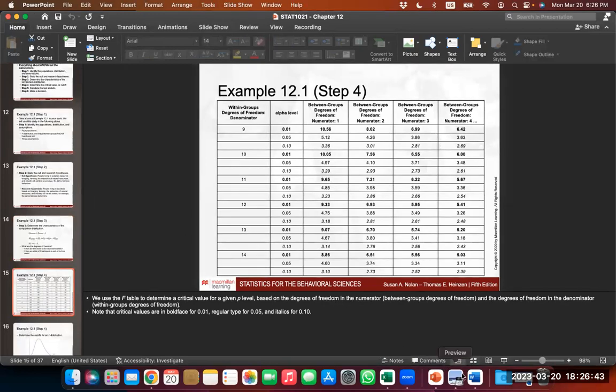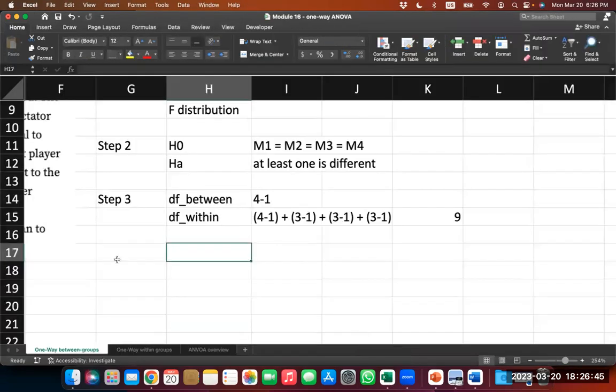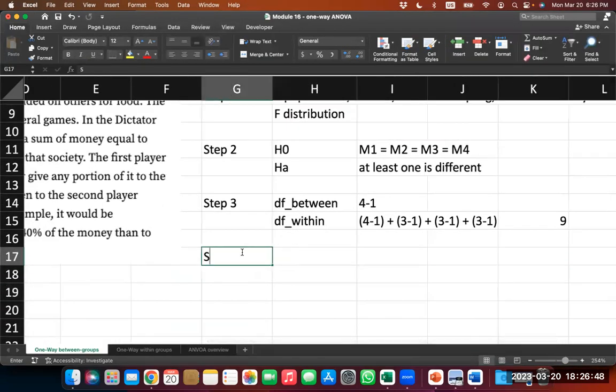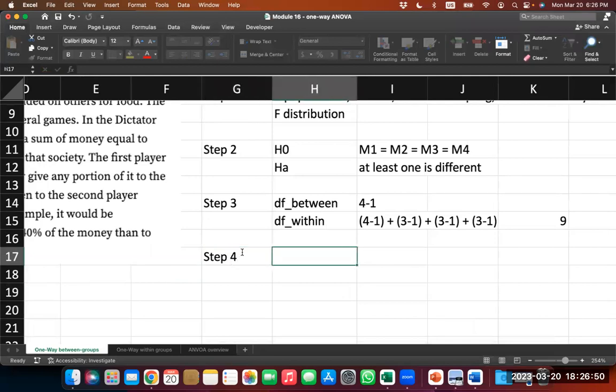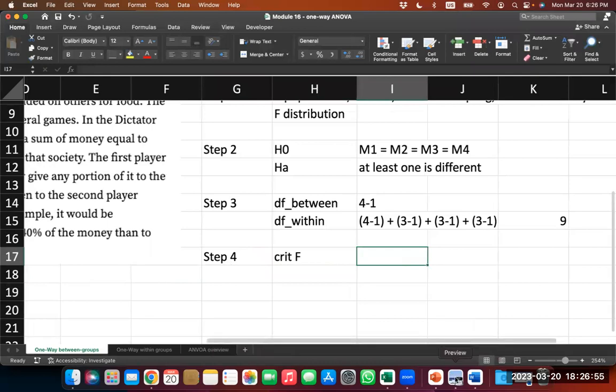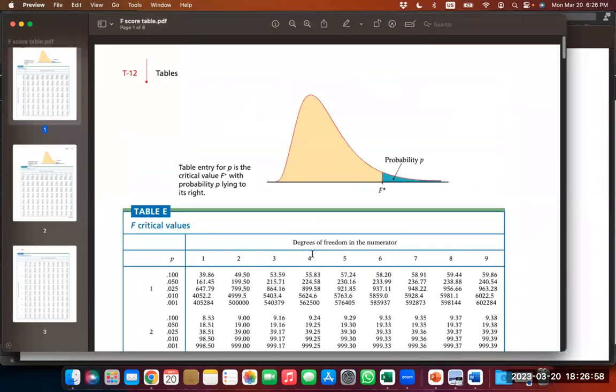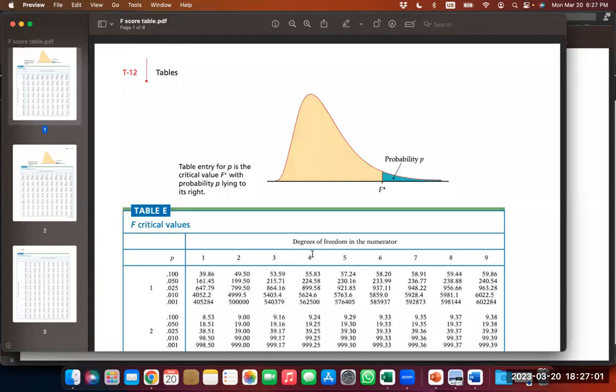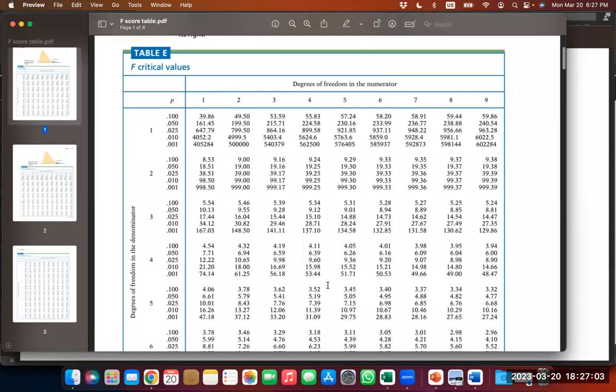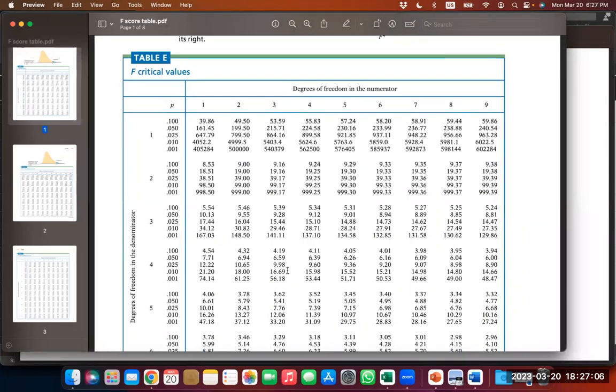Now in the next step, we'll basically determine our critical value. So step 4 is the determination of our critical value, critical F. So we have degrees of freedom between of 3. We have this F-score table. There's a lot of stuff going on in the grid. We have degrees of freedom in the numerator, basically the columns from 1 to 9. Degrees of freedom in the denominator is basically the rows.